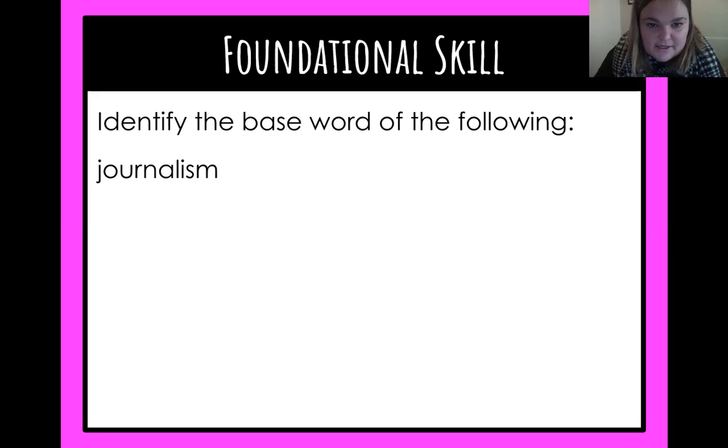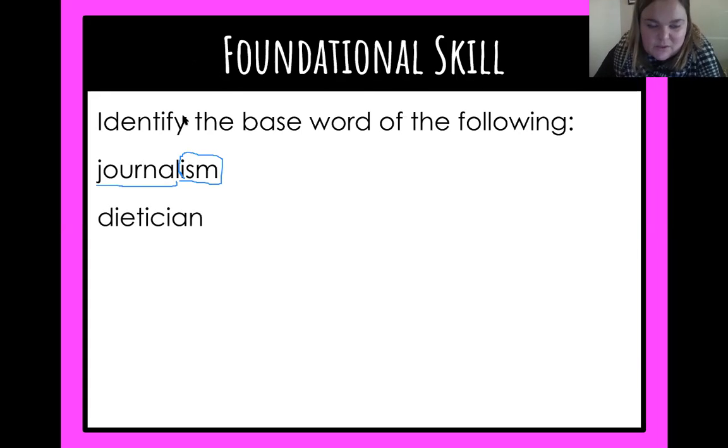So let's identify the base word in the following words. Got this word right here. So write it down and figure out what is the base. Well, in order to figure out the base word, we have to find the suffix. And I know the suffix we've been working with is ism. So that means our base has got to be journal. So it's something to do with journal.